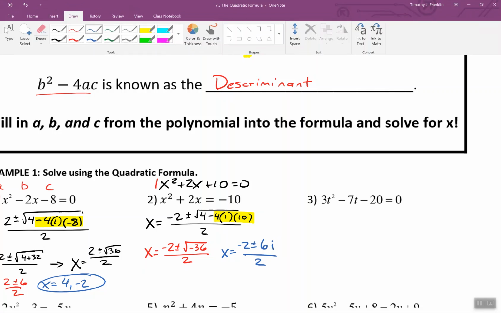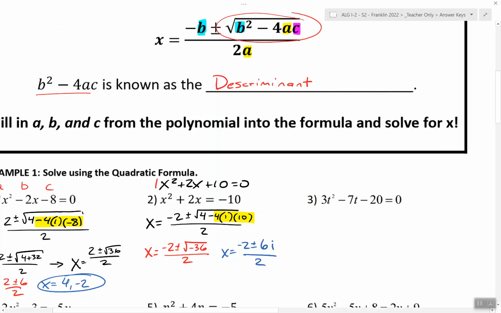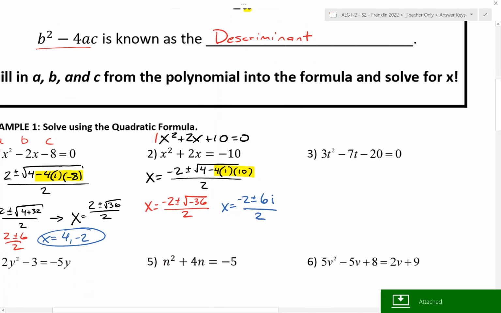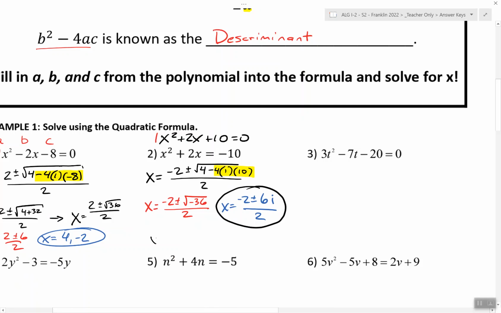And because that i is there, we can't actually find the two numbers, so we're going to leave our answers just like this. Now, if you needed to split those up, that'd be x equals negative 2 plus 6i over 2, and negative 2 minus 6i over 2.